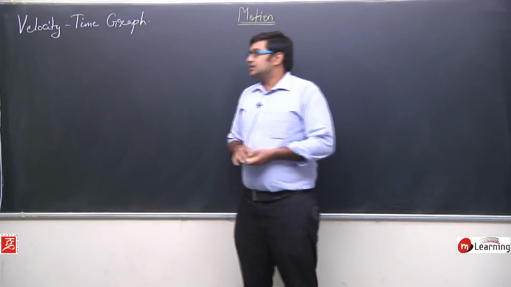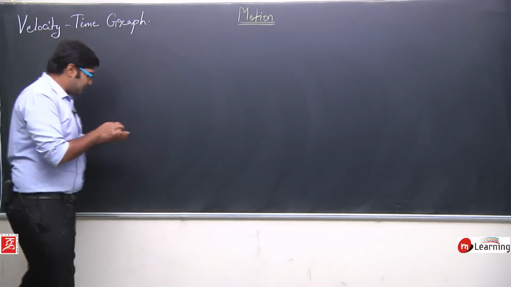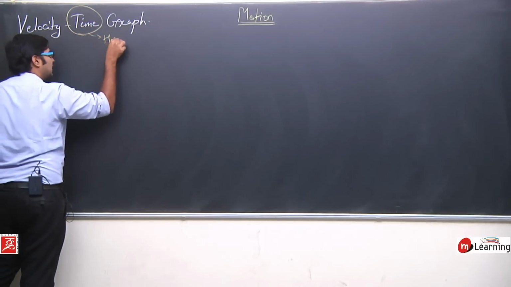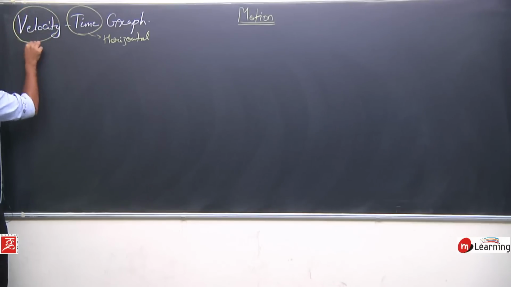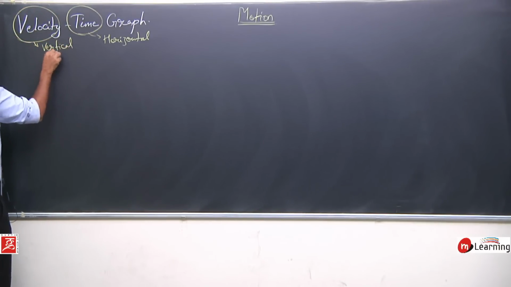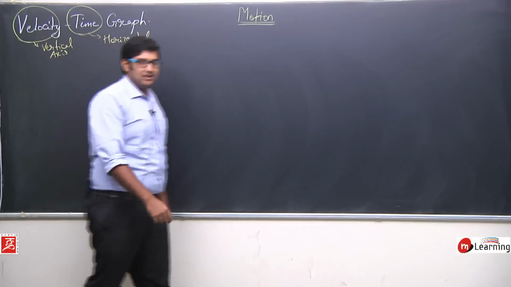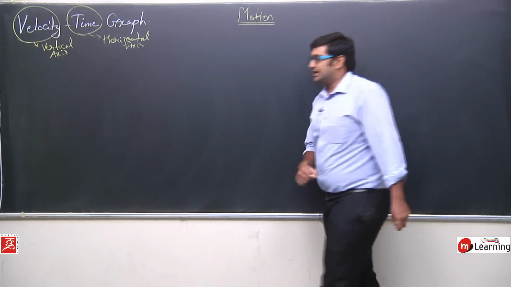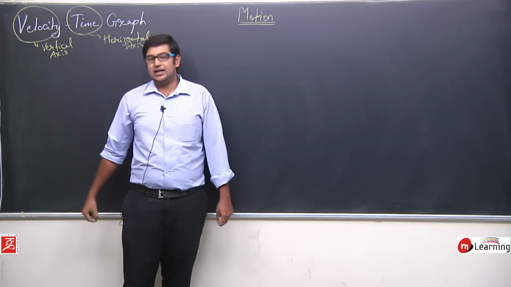So you can see, just like the distance time graph, the time was on the horizontal axis, here also we will find that time is on the horizontal axis. Here also we will plot the time on horizontal axis and velocity on vertical axis. Because the velocity is dependent on time, or velocity is a dependent quantity, that's why the time, which is the independent quantity, will be plotted on the horizontal axis.